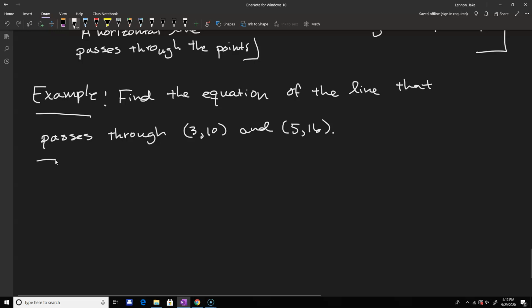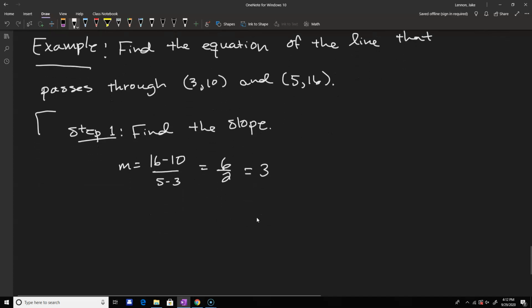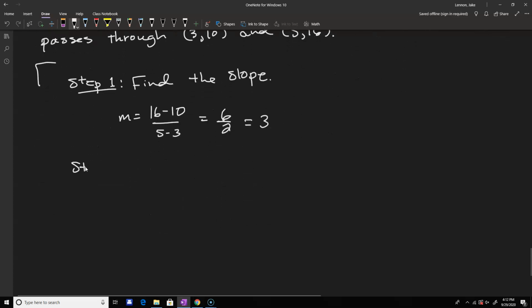So the first part is just find the slope. We should be pretty good at that from the last example. In this case, the slope is going to be 16 minus 10 divided by 5 minus 3. So that comes out to 6 over 2, which is a slope of 3. And then the second step is just plug in either point and solve for b.